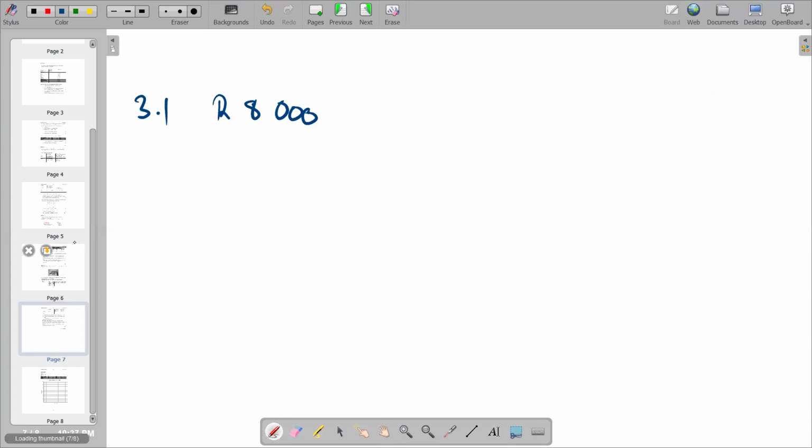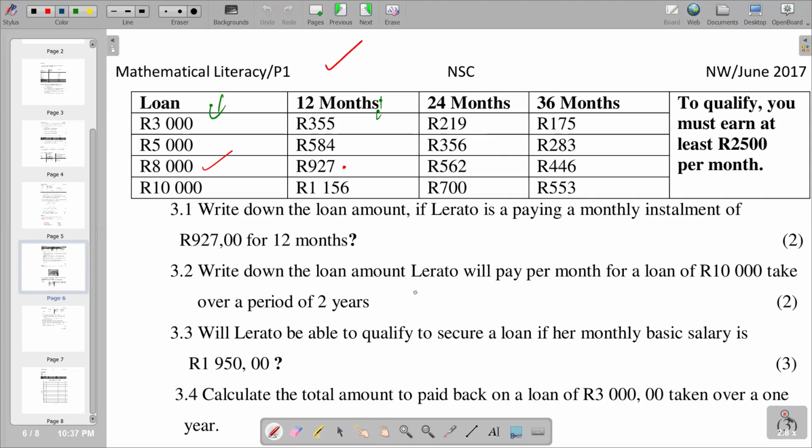So moving on to the next part of our question, write down the loan amount that Lelato will pay per month for a loan of 10,000 rands taken over a period of 2 years. So 10,000 rands taken over a period of 2 years. 2 years is 24 months. Remember, 2 times 12 months per year, you get 24 months. So over 24 months, we see that the monthly repayment is going to be 700 rands. So we have 700 rands on 3.2.